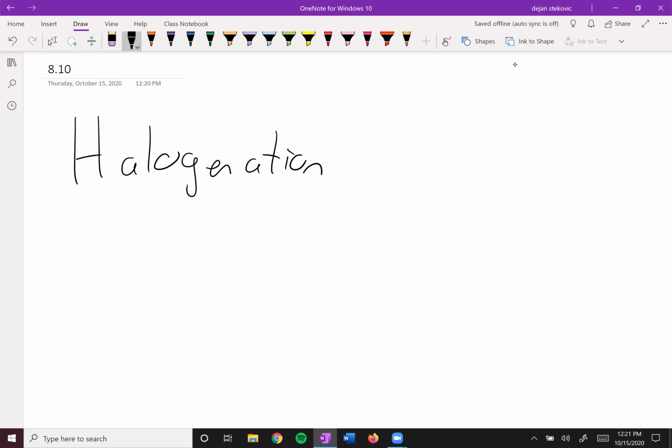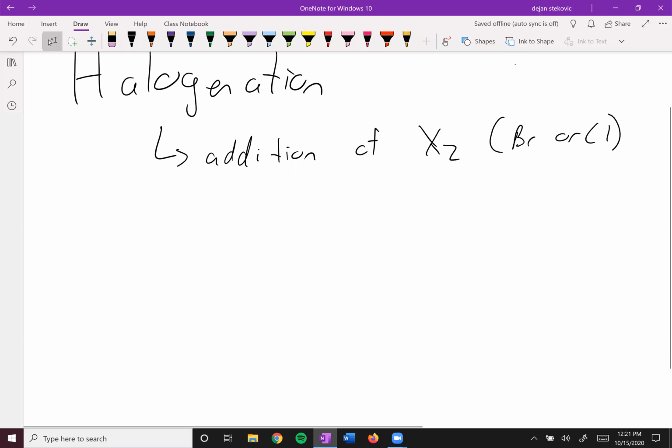All right, so continuing to add things across this double bond. Next up, we're going to take a look at halogenation. And so here we're going to add some halogens, of course. Here we're going to add X2, where X is bromine or chlorine, right? So we can add halogens across our double bond.